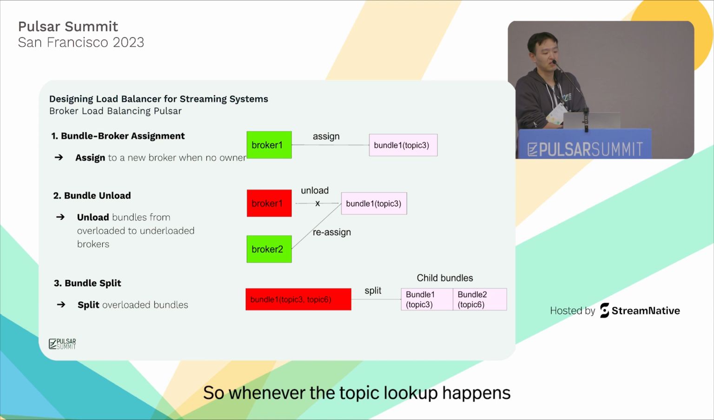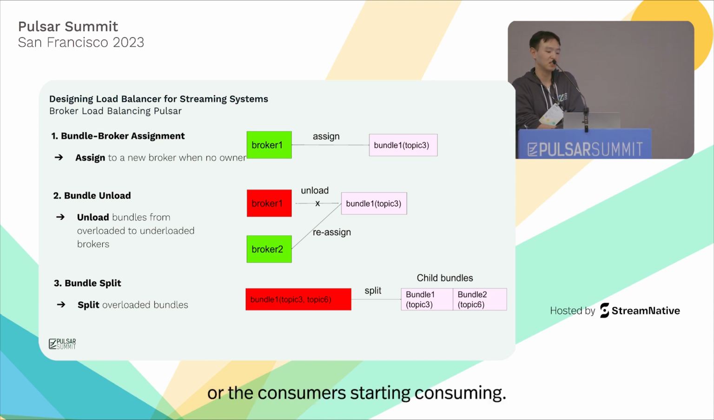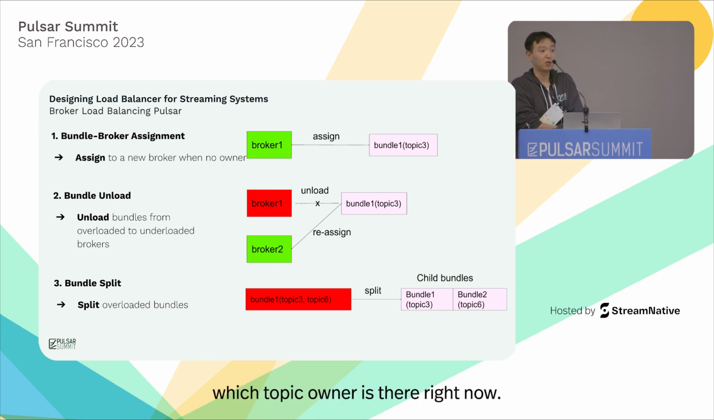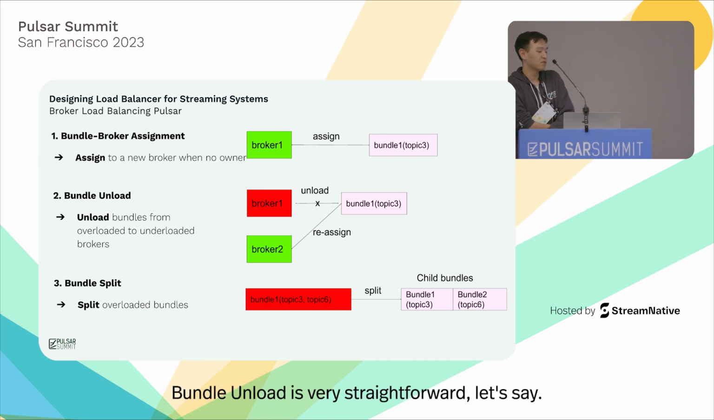Whenever the topic lookup happens or the producer is created, as a consumer is starting consuming, we need to identify which topic owner is there right now. If not, then we need to assign the owner. Bundle unload is very straightforward.